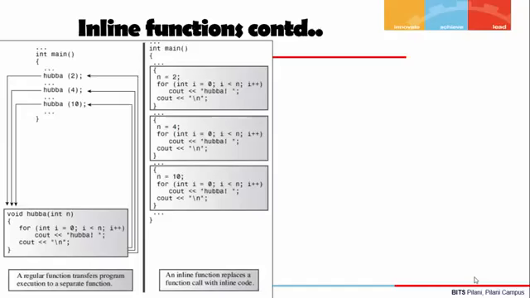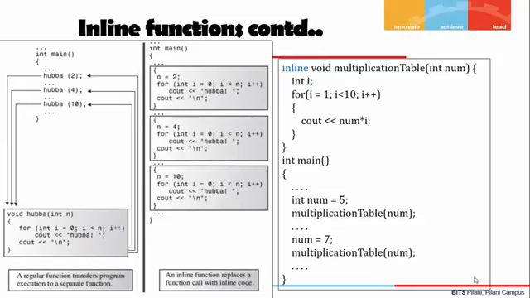Also, you should be aware that the inline keyword is actually just a request to the compiler. Sometimes the compiler will ignore the request and compile the function as a normal function. For instance, it might decide that the function is too long to be inline. Here there is one more example of void multiplication table. So every time multiplication table function is called, the code will be copied there. So a regular function transfers program execution to a separate function, it jumps to a particular location, whereas an inline function replaces the function call with inline code.